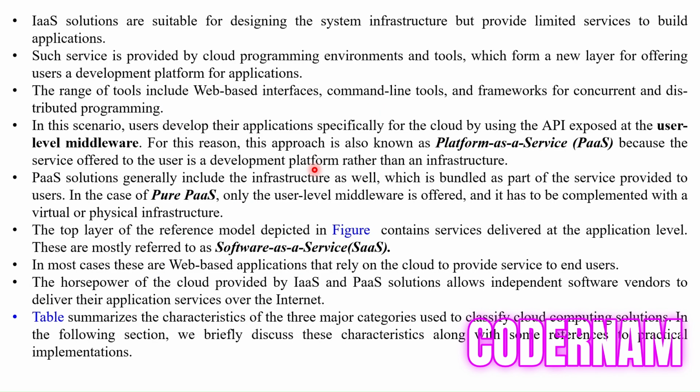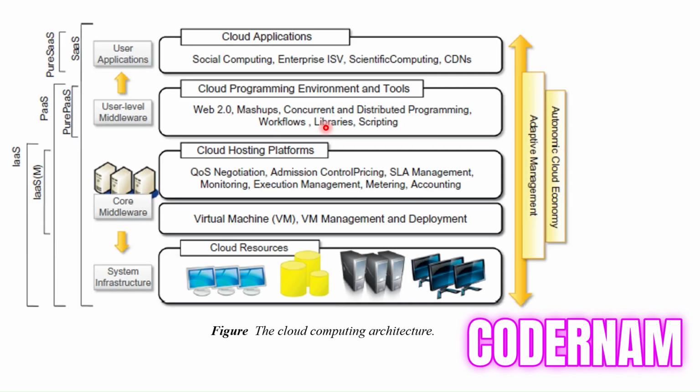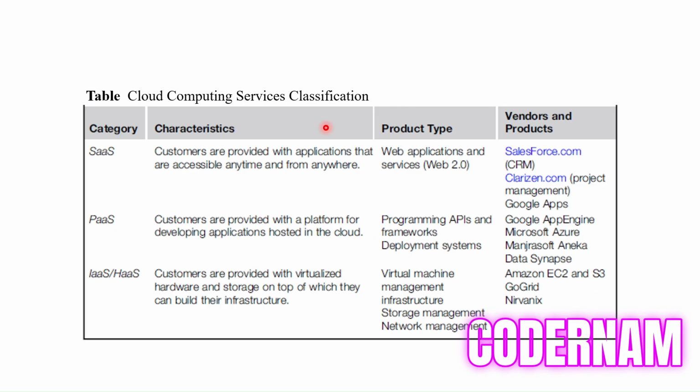So next, this is some of the explanation. So yeah, this might be understandable since I explained all this in the diagram itself. So this is a table which signifies the cloud computing service classification. So there are three categories, that is software as a service, platform as a service, and the infrastructure or hardware as a service. So in SaaS, the customers are provided with applications that are accessible anytime and from anywhere.